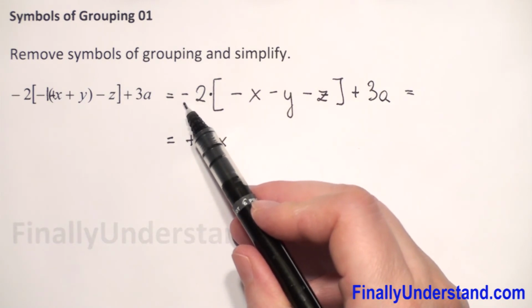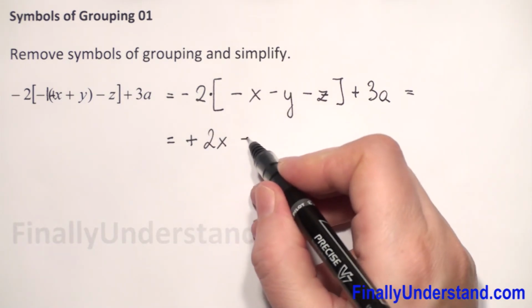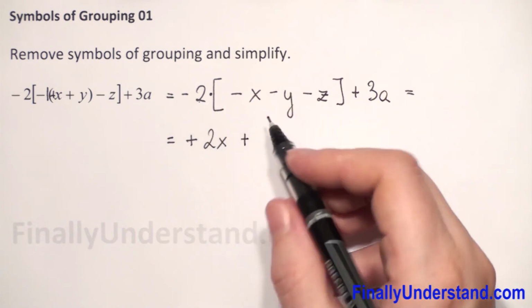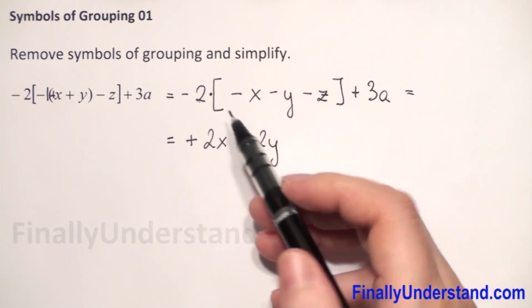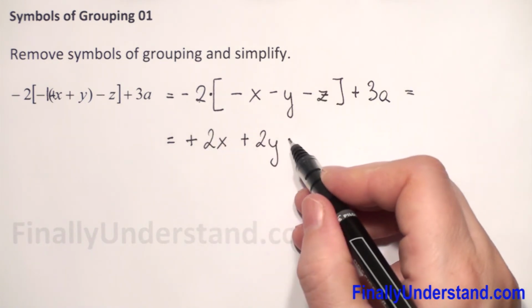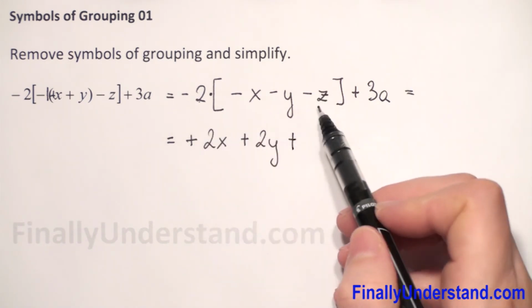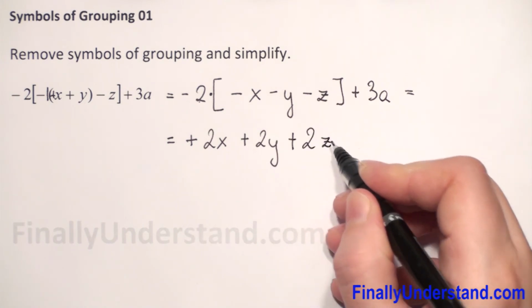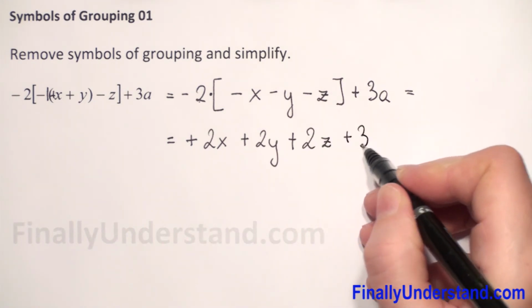Next we have negative times negative, so it will be positive. 2 times y is 2y. And now we have negative again and negative, so it will be positive. 2 times z is 2z. And we have to add 3a.